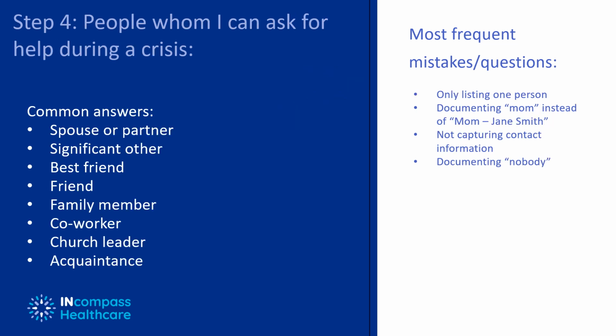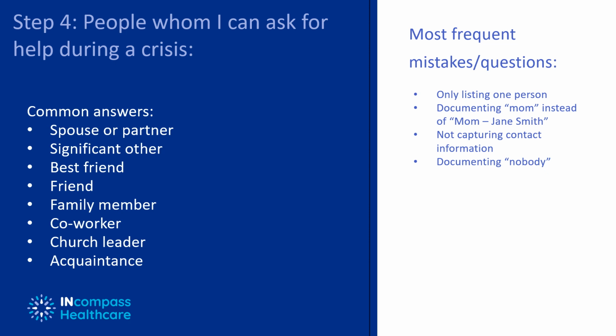So step 4, people whom the client can ask for help during a crisis. Again, those common answers are things like spouses and partners, significant other, best friend, family member, coworker, church leaders, or even acquaintances. And then some of the mistakes that we see on the safety plan are things like listing only one person. We really want to try to identify more than one person. We want to try to fill this out as much as possible.